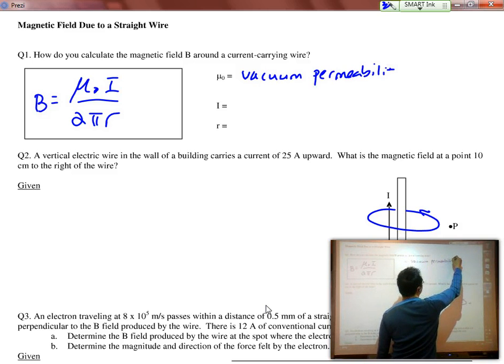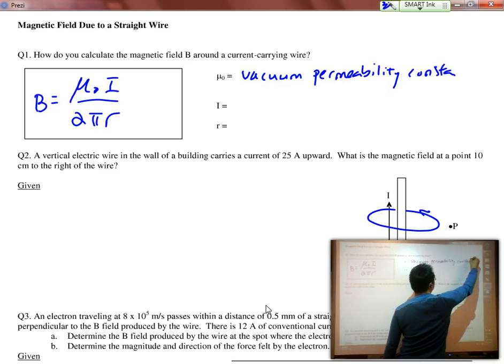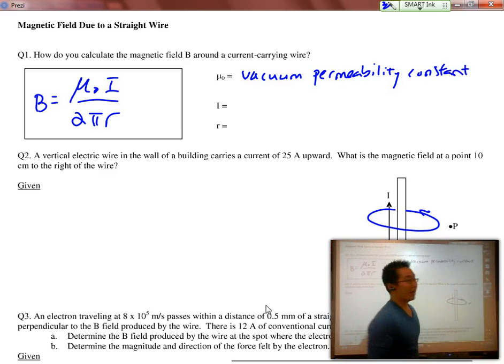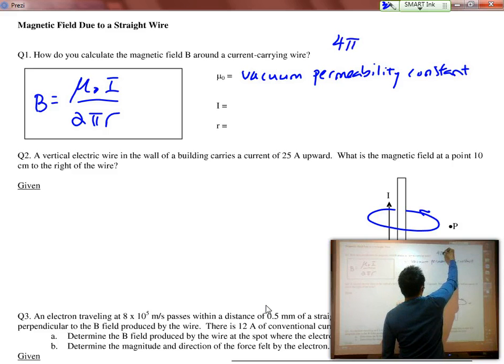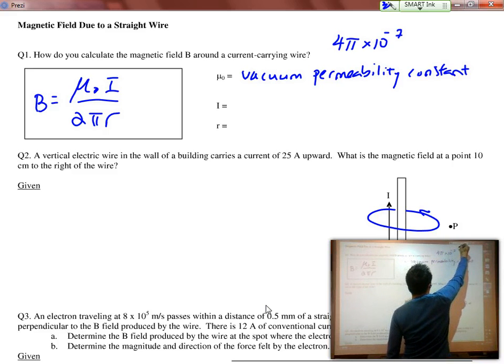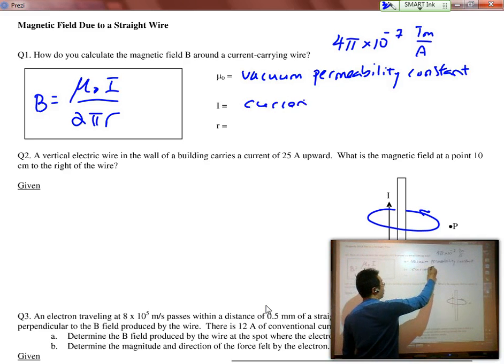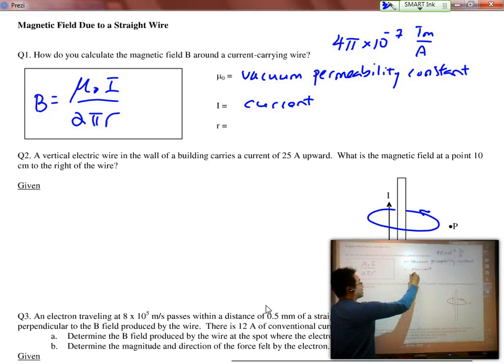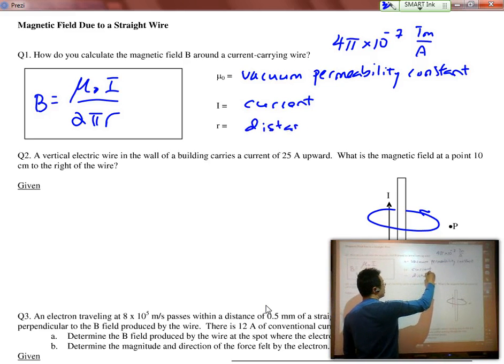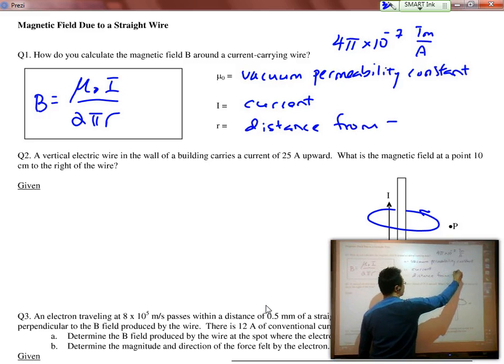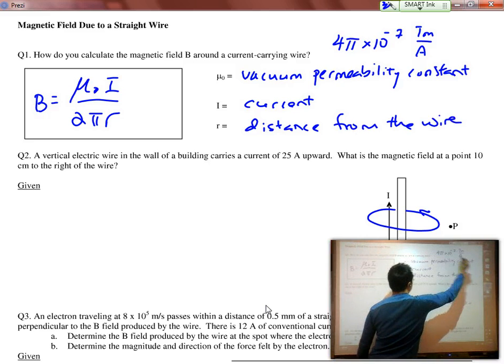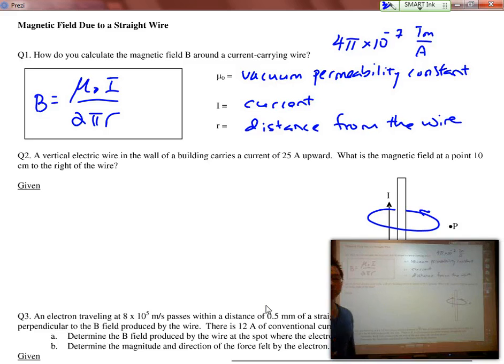permeability constant and is on your reference table as 4 pi times 10 to the negative 7 Tesla meters over amps. I, of course, is the current carried by the wire, and r is the distance from the wire. Okay, and you notice the 2 pi r, well, that really indicates the circumference around the wire itself.